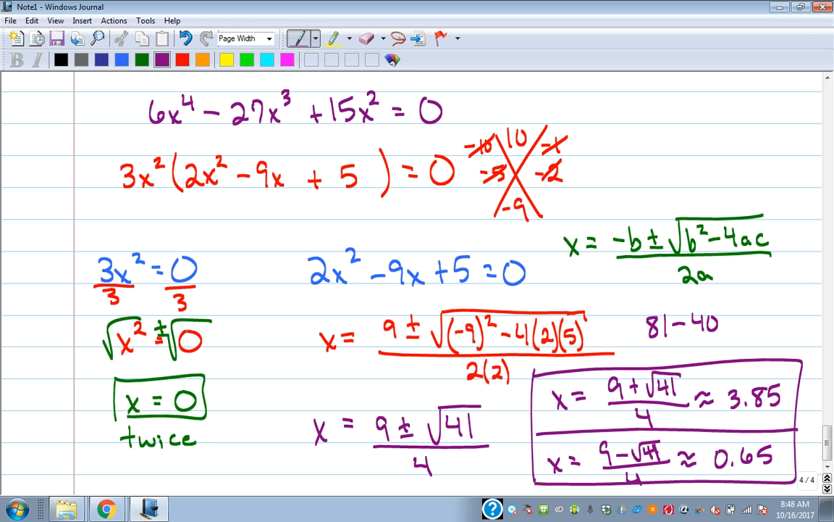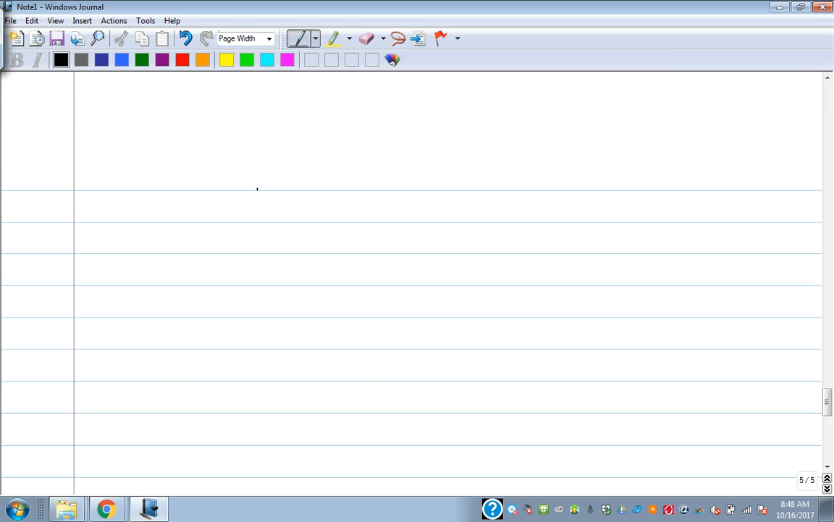Had that been a negative 41 underneath there, what would it have done? Pulled an i out to the front. So we'd have complex solutions as answers. We can still find them. We've dealt with complex numbers already, so you don't have to separate it between real numbers and complex. So it just takes that practice. Factoring is the main thing. If you can't do the factoring, you're probably never going to get to the quadratic formula step. So the factoring is the main stuff we're working for here.